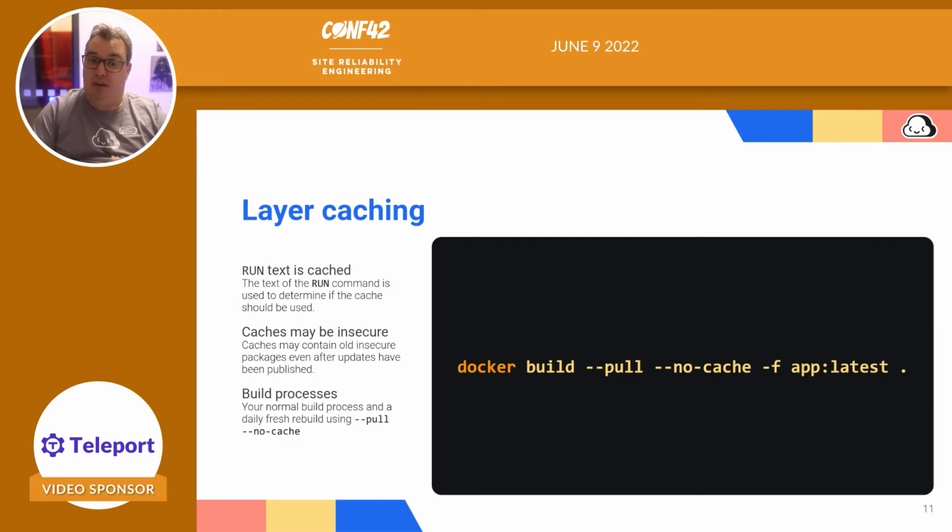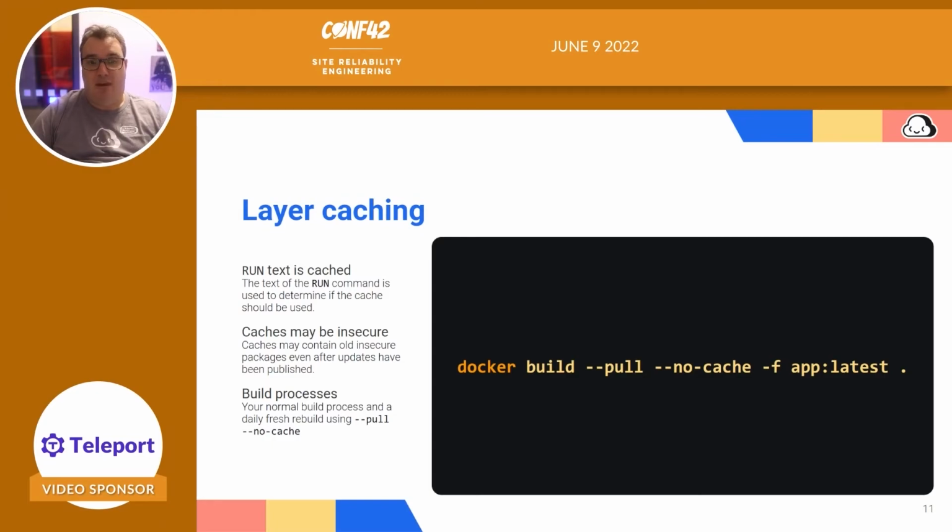But if you want the benefits of caching and get security updates in a reasonable amount of time, you'll need to have two build processes. Your normal build process that happens whenever new code is released, and a nightly process that rebuilds your container image from scratch using docker build --pull --no-cache to ensure you have all the security updates.